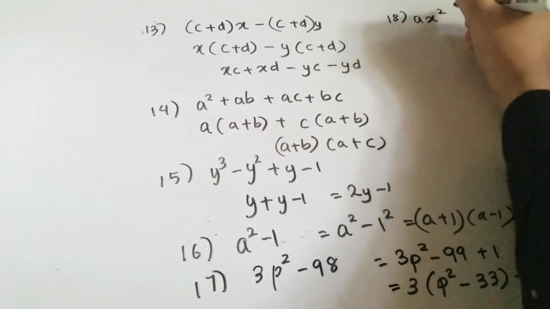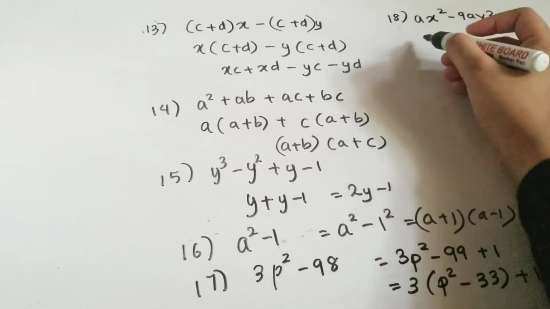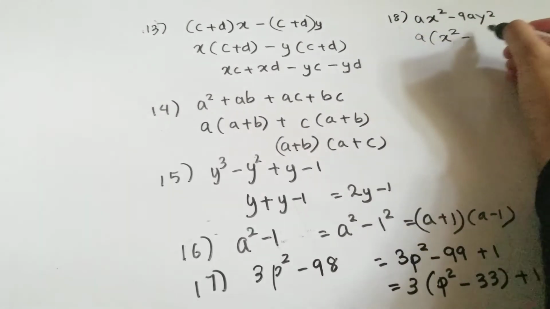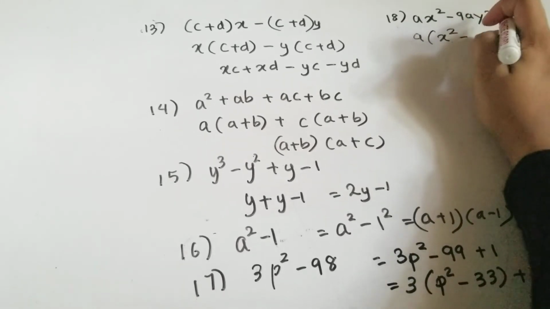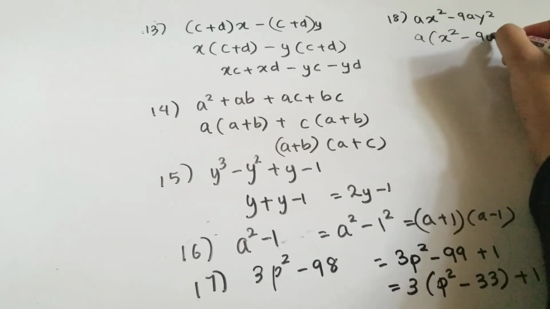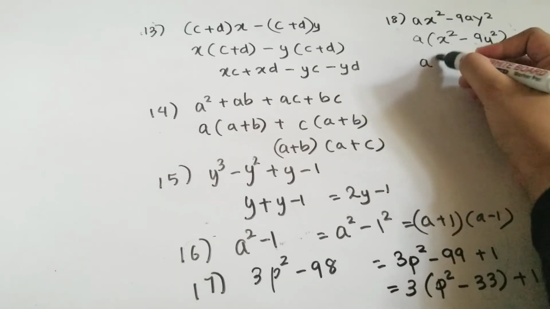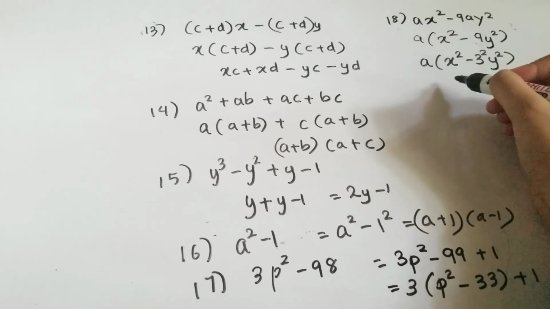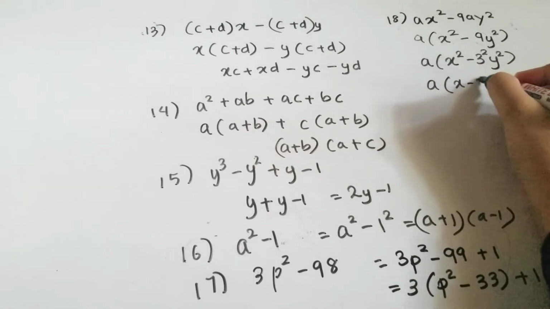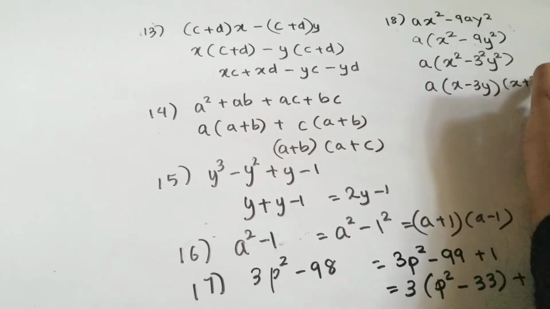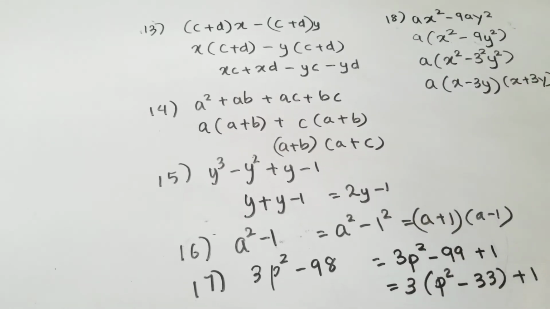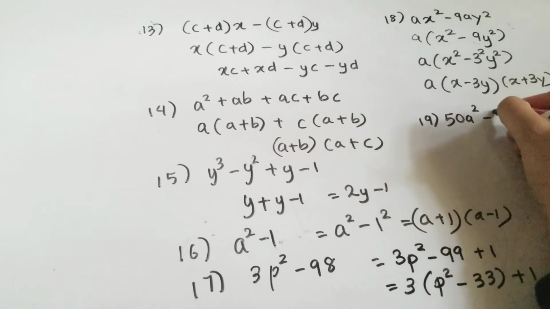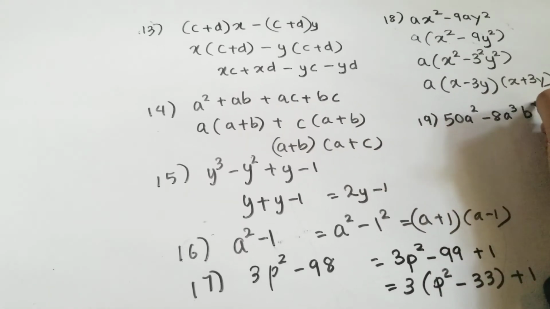ax squared minus 9ay squared. So I can take a common here: x squared minus 9y squared. Now you can see x squared minus 3 squared y squared. Then I can write (x minus 3y)(x plus 3y), because these are perfect squares, right? Right. Question number 19: 50a squared minus 8a to the power 3, b to the power 2.